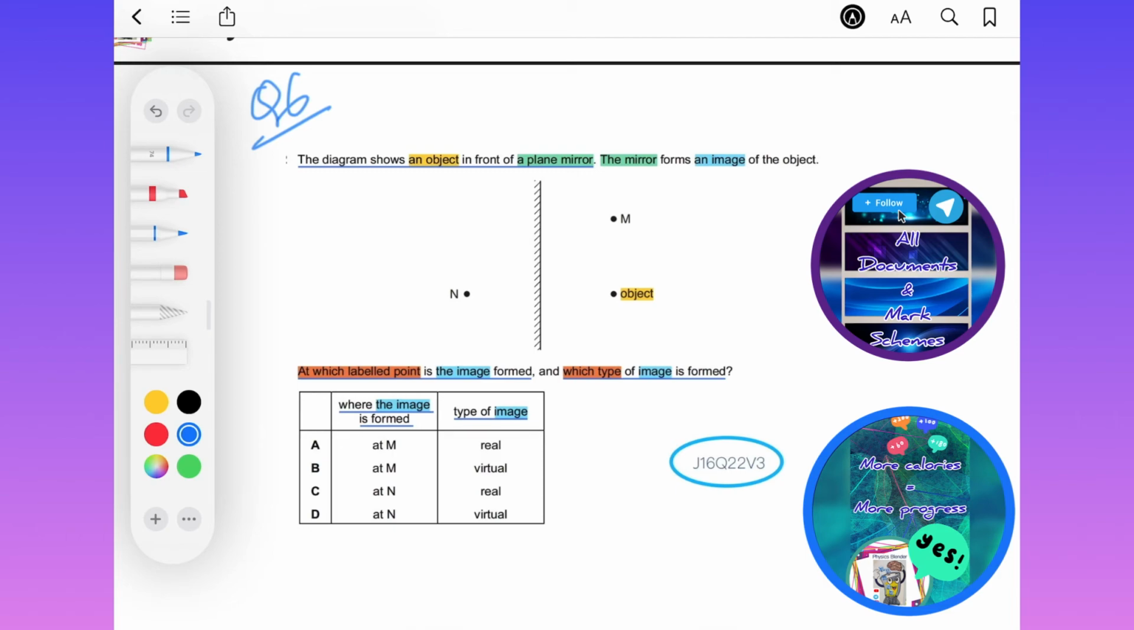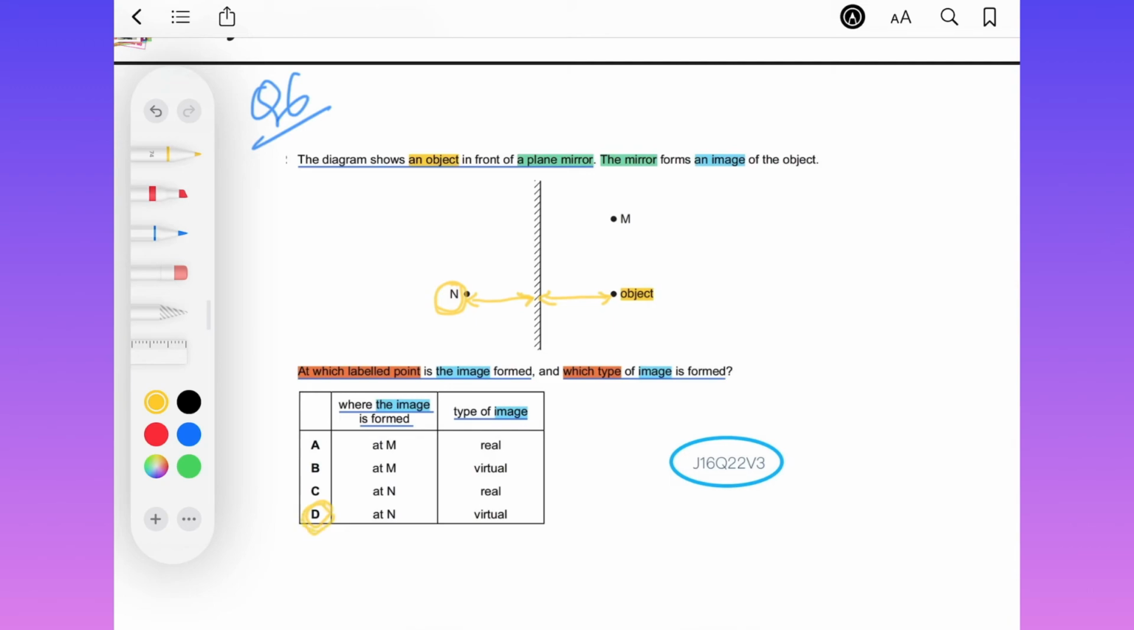So at which labeled point can you find the image? Since the object is here, at equal distance exactly in front of the object you can find the image. So the image is formed at N and it's virtual. Okay guys, so far so good.